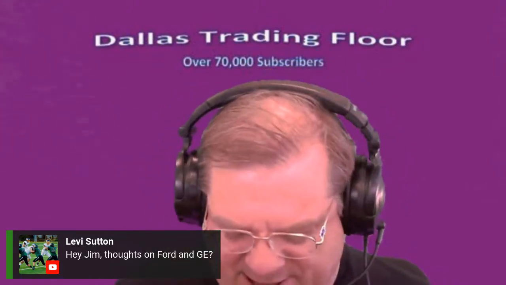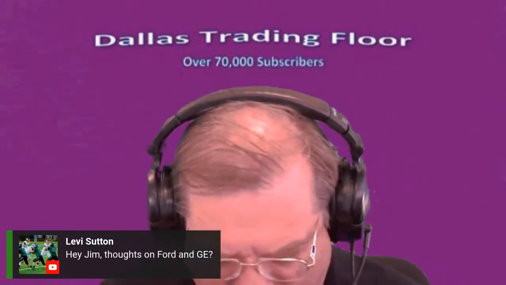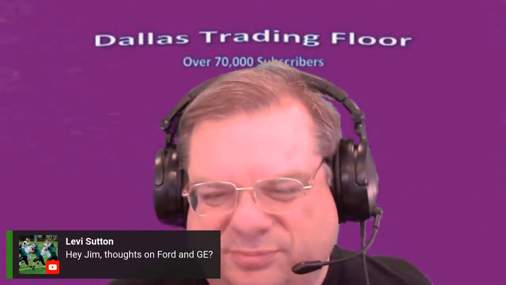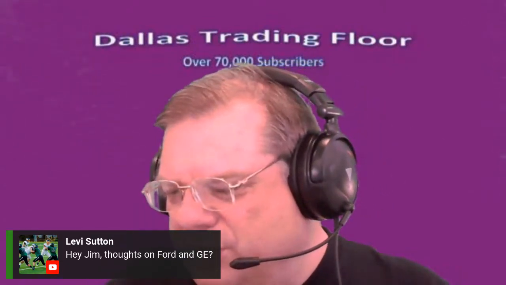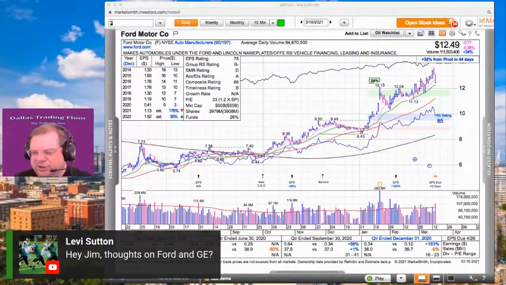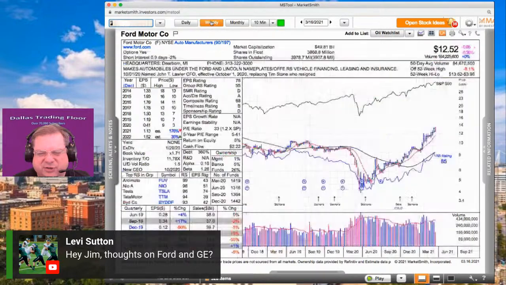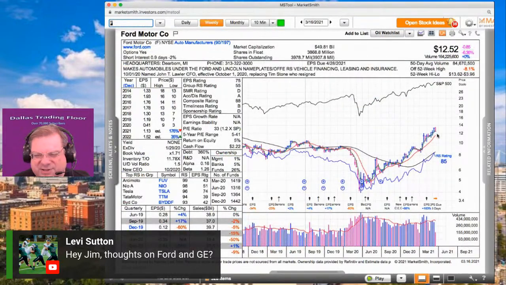Thoughts on Ford and GM? Now, Tesla has been pulling back, but I'm in Ford myself, so I'm fairly familiar with this. Today we're still above the 21-day line, but we've pulled back below the 10-day. This is the 10-day here, at 12.41. Now the correct entry point on this actually was on the weekly chart.